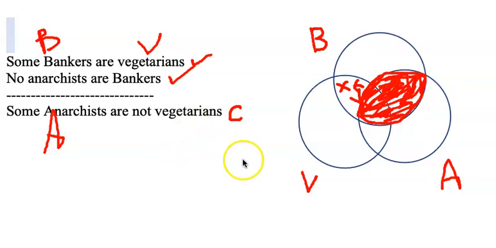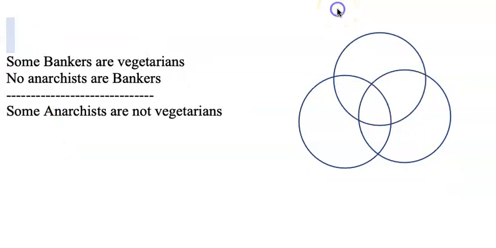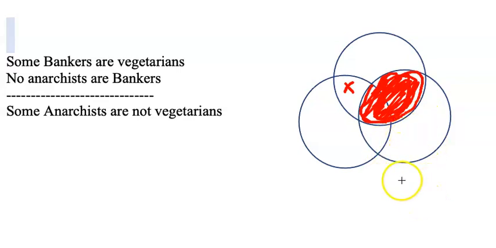But let's do something that we should never do, which is graph the conclusion, just to show you what this would look like. Some anarchists are not vegetarians. That would mean putting something here. But I wanted to just get rid of that really fast because we should never graph the conclusion.